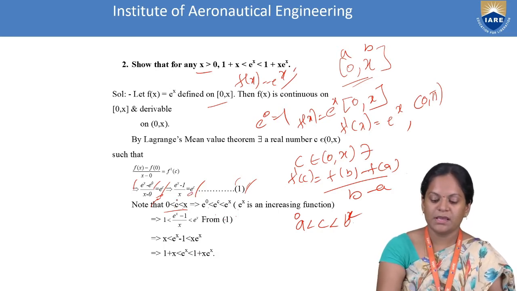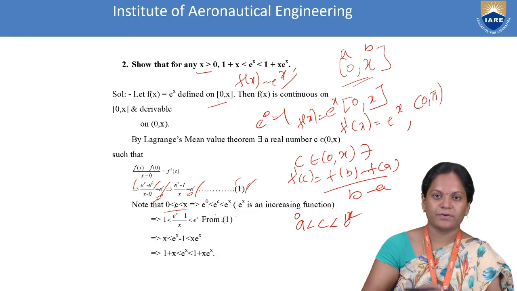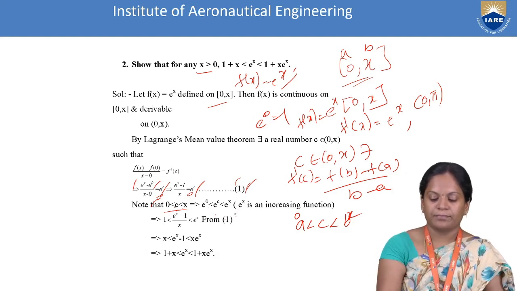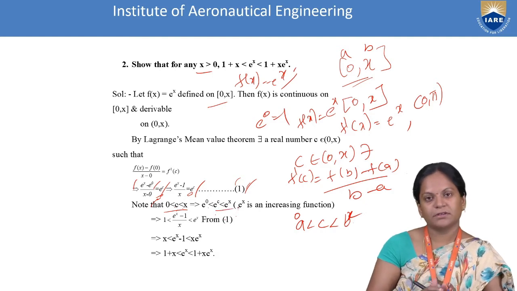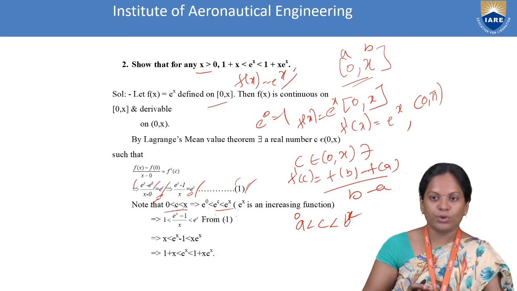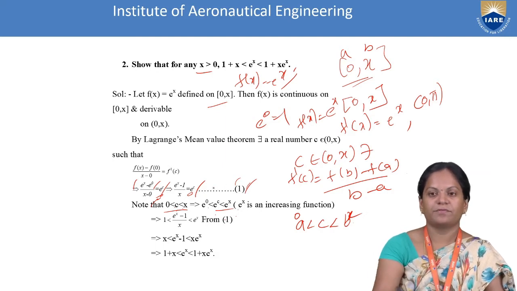So that's why I want to change e power c. That's why I'm taking e power 0 less than the exponential, and I'm adding e power 0 less than e power c less than e power x. E power x is definitely an increasing function. So e power 0 we already know is 1. Now what is e power c from this?